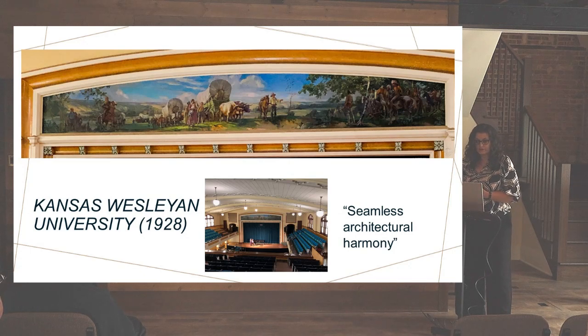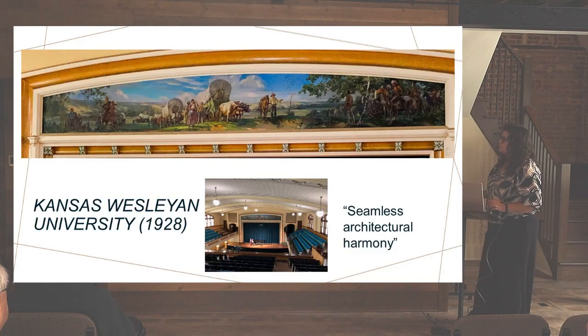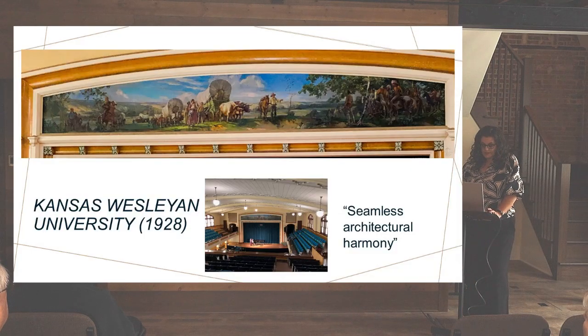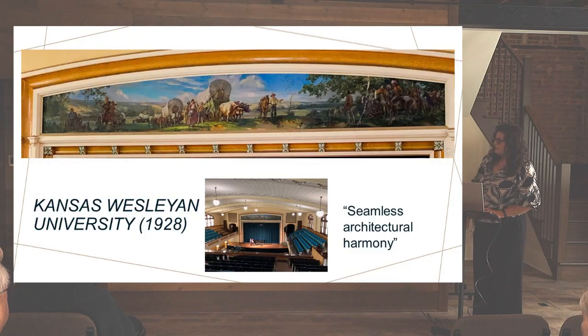But both of them, his techniques favored oil on large canvases for flexibility in transport and installation, allowing seamless architectural harmony while prioritizing narrative depth over the fresco permanence, though he occasionally adapted to the site demands. But as you can see, this one depicts pioneers arriving by wagon.